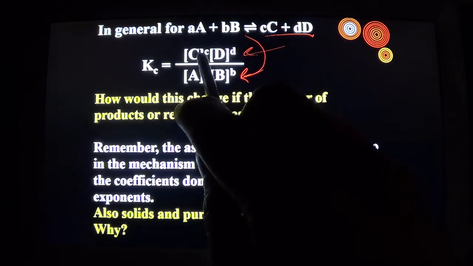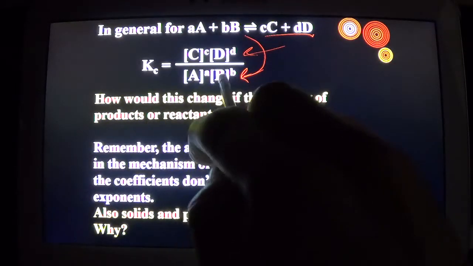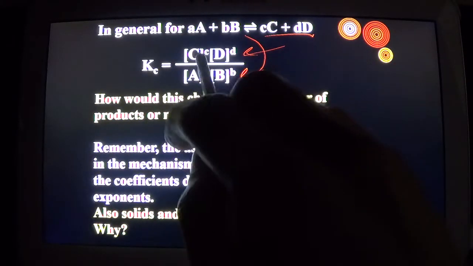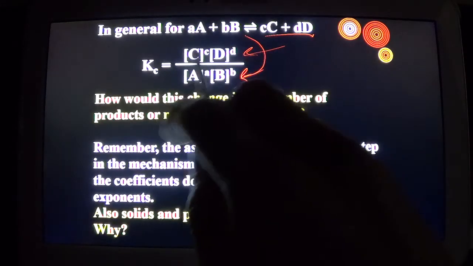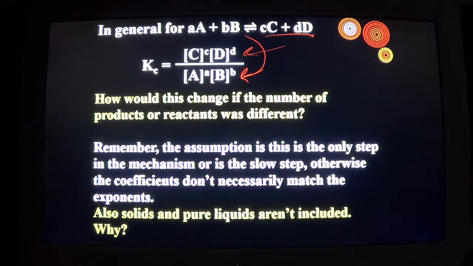So if I only had one product, I'd have only one thing on the top. If I had only one reactant, I'd have only one thing on the bottom. If I had 5 products, I'd have 5 things on top. If I had 5 reactants, I'd have 5 things on bottom.